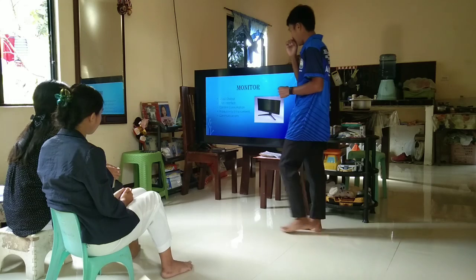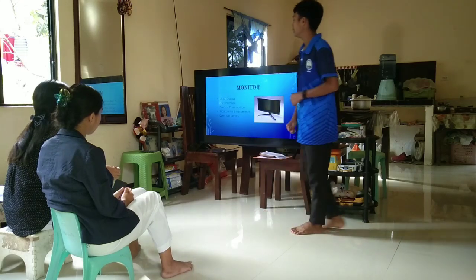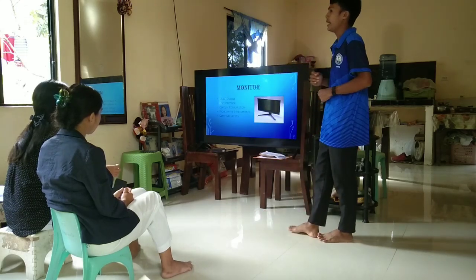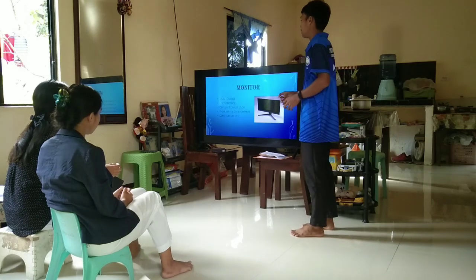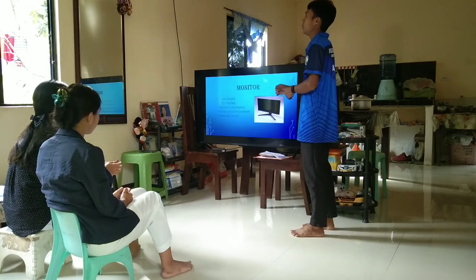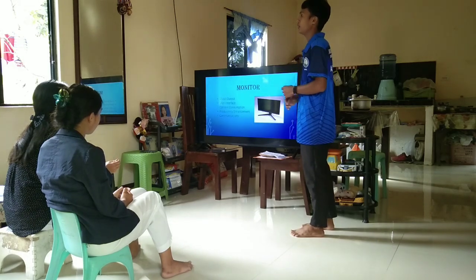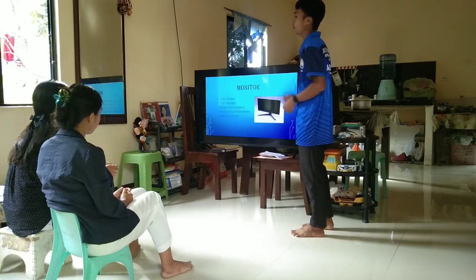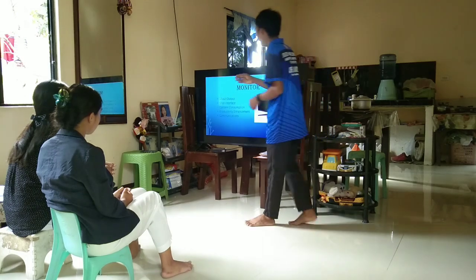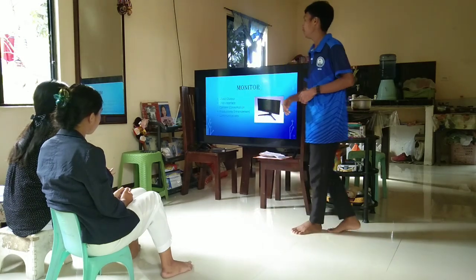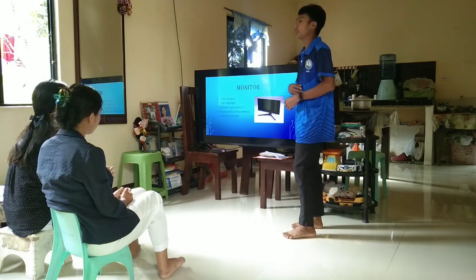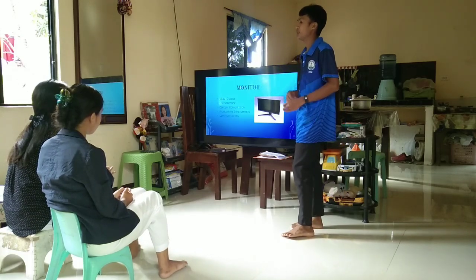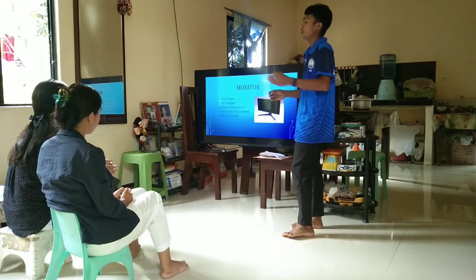The next is user interface, because the monitor enables interaction between the user and the computer itself. For example, if you want to search something, you input some words to the computer and the computer will give the information to you. The next is content consumption. Content consumption is when you explore contents or applications, for example TikTok, YouTube, Facebook.